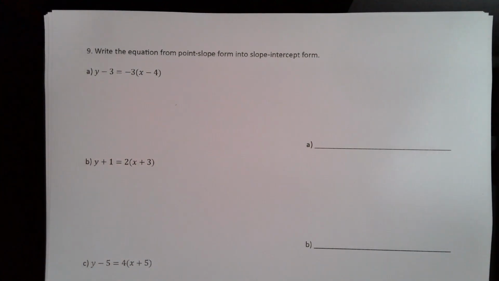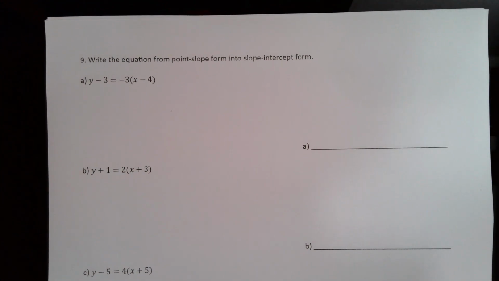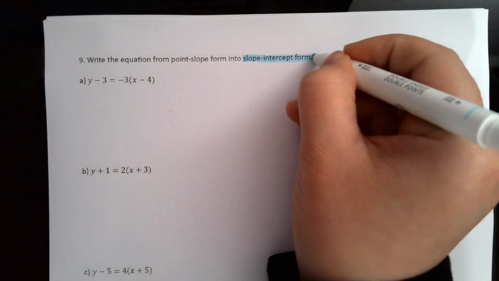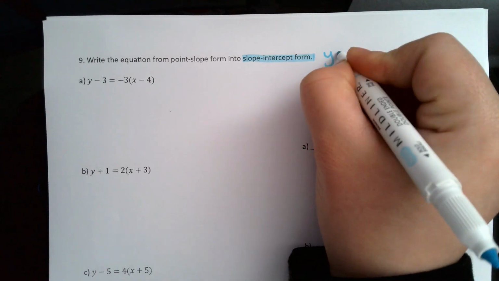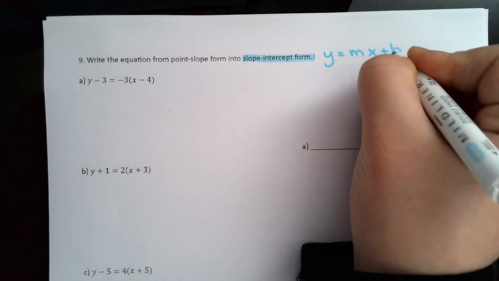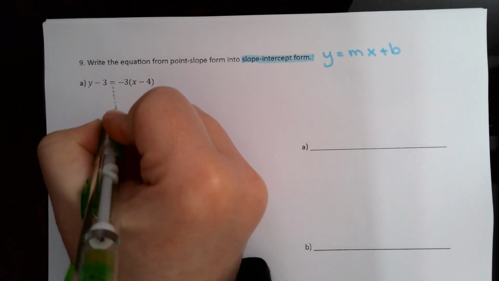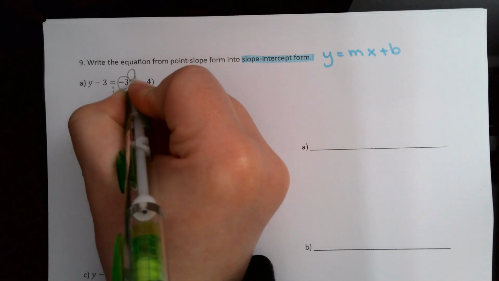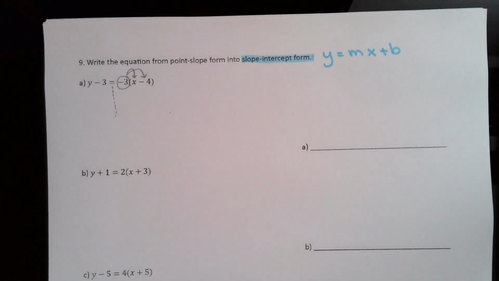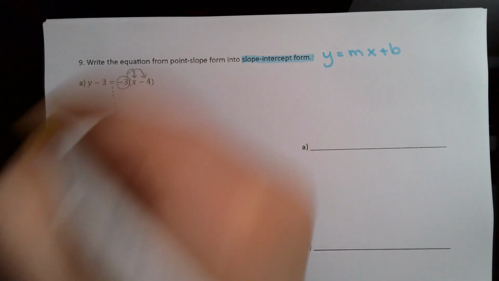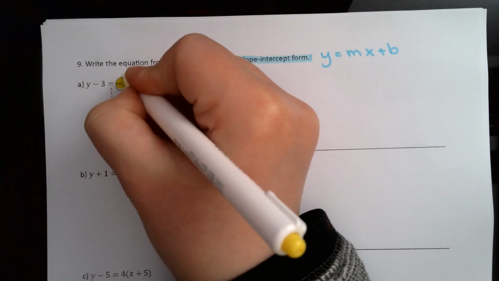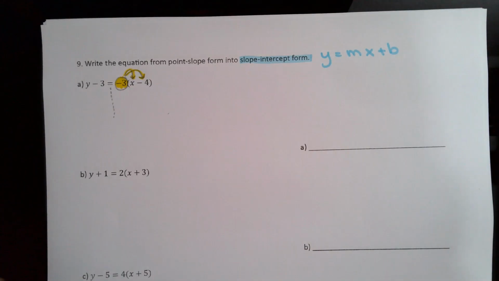Let's see what this one is. Write the equation from point slope into slope intercept. Okay, so what they want is slope intercept form, and that is y equals mx plus b. What your goal is, is to get y by itself. We want to solve for y. So what you're going to do is look in here, dotted line. Step number 1, you're going to distribute that negative 3, that number out in front. You're going to multiply inward using the distributive property.